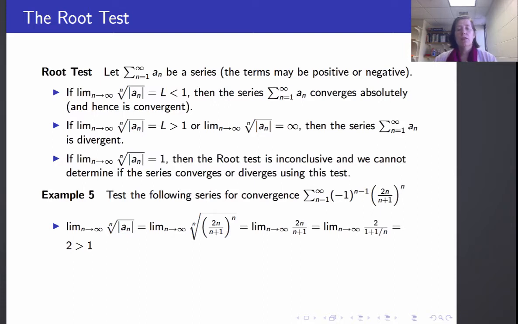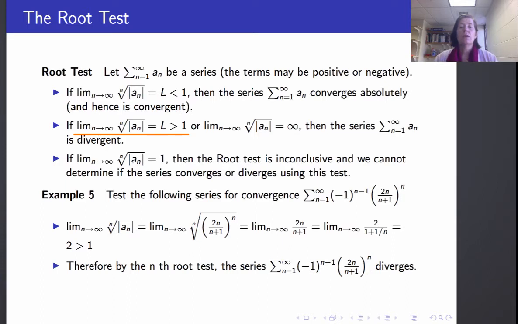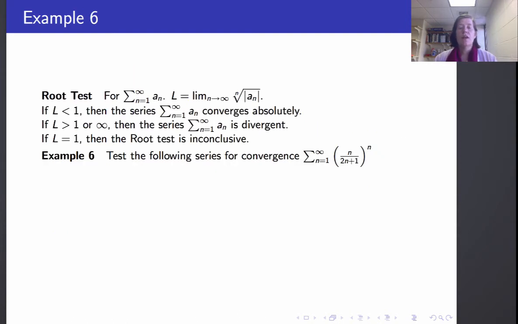Well, we take the limit as n goes to infinity of the nth root of the absolute value of an. So this is the limit as n goes to infinity of the nth root of (2n over n plus 1) to the power of n. And of course that power of n disappears, it gets cancelled out by the nth root. So we're looking at the limit as n goes to infinity of 2n over n plus 1. And this of course equals 2, which is larger than 1, and by the nth root test we can conclude that this series diverges.